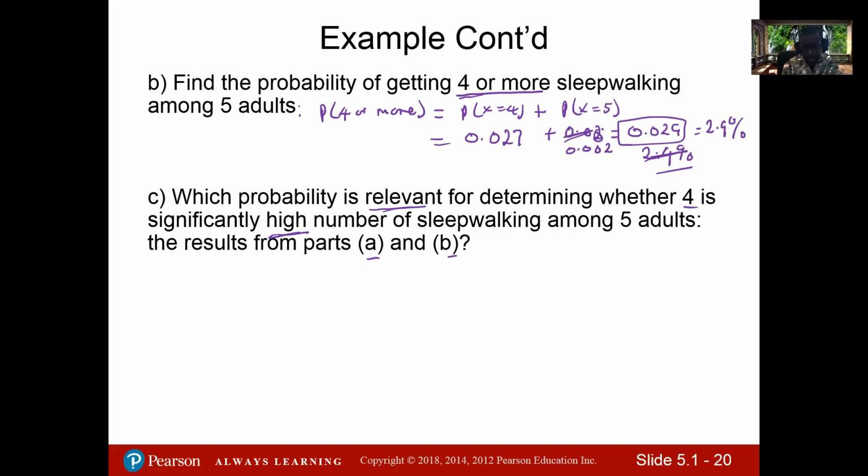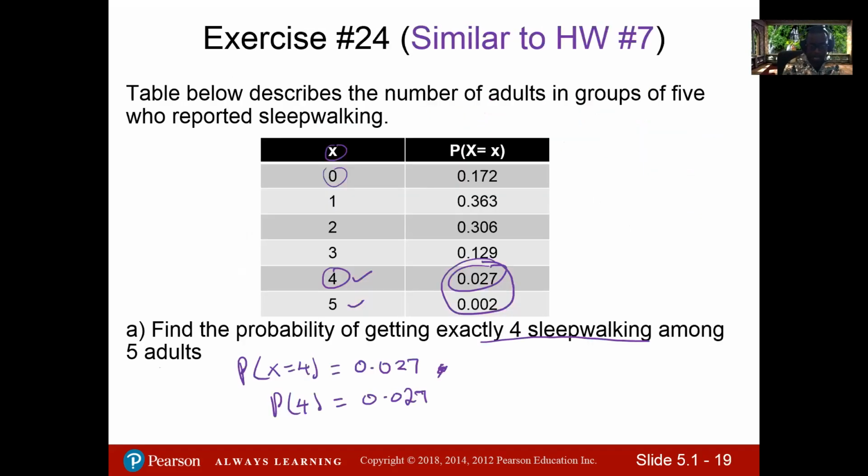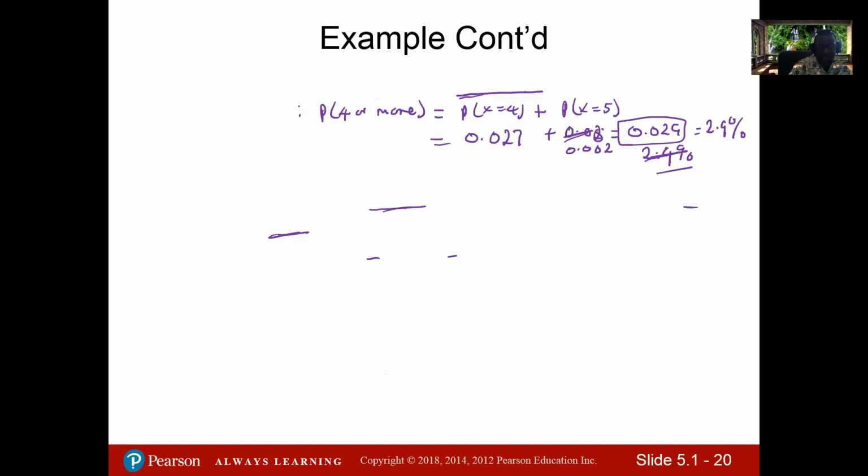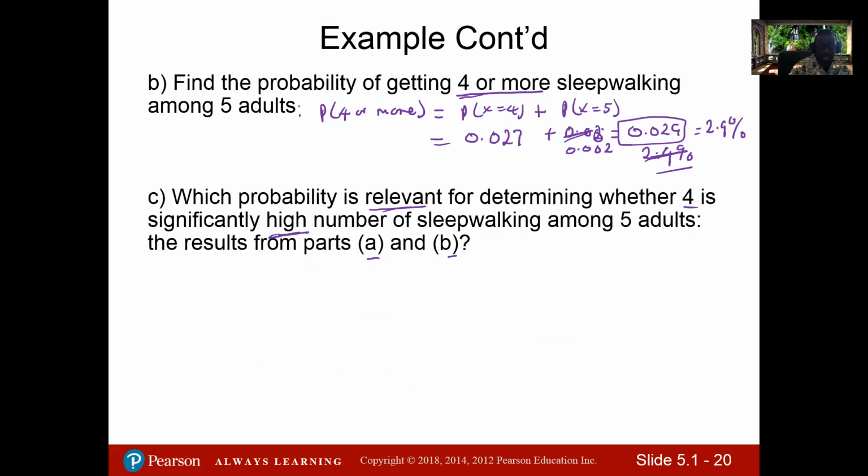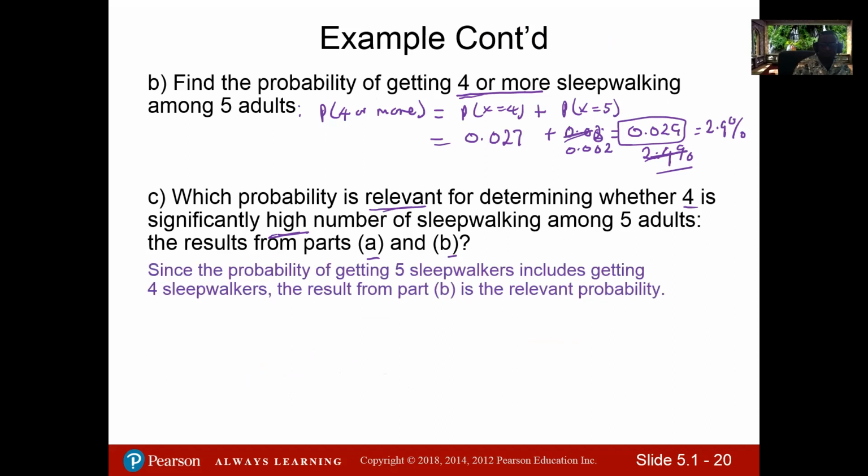So if you look at the table, let's go back. In computing the probability of exactly X equal to 5, it includes the 4 adults who reported sleepwalking. And so among parts A and B, part B will be more relevant. So here you say that since the probability of getting 5 sleepwalkers includes getting 4 sleepwalkers, the result of B is the relevant probability. As simple as that.